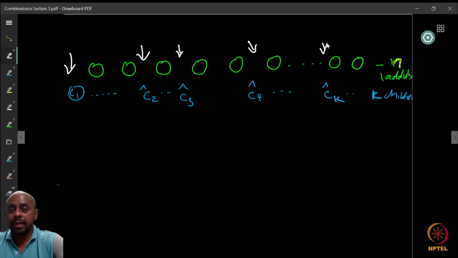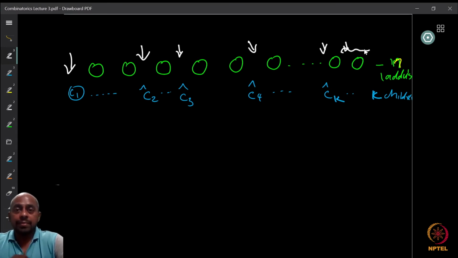Since we need to make sure that the last child gets at least one, he should start before the end, and then he should be allowed to take whatever is remaining. Whatever remains should be given to the last child, so that all the n laddus are distributed to the k children. This way we make sure that everybody gets at least one laddu.